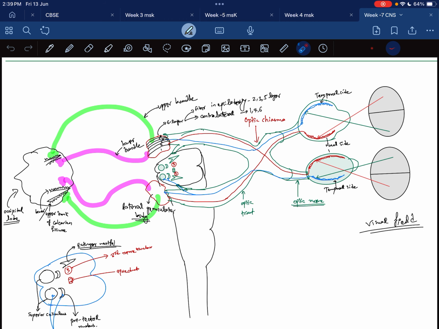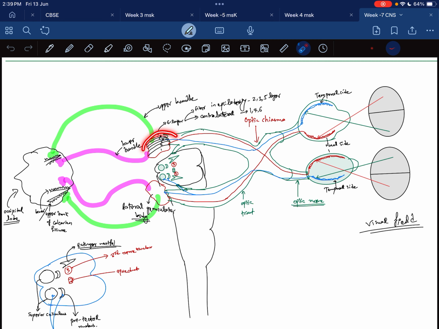Some of the ipsilateral fibers come to the brainstem and supply some nuclei, which we will discuss. These crossed fibers and the non-crossed fibers all go in the optic nerve, and they form the optic chiasma, where the fibers cross. After the optic chiasma, the crossed and non-crossed fibers, the ipsilateral and contralateral fibers, go to the lateral geniculate body of the thalamus.